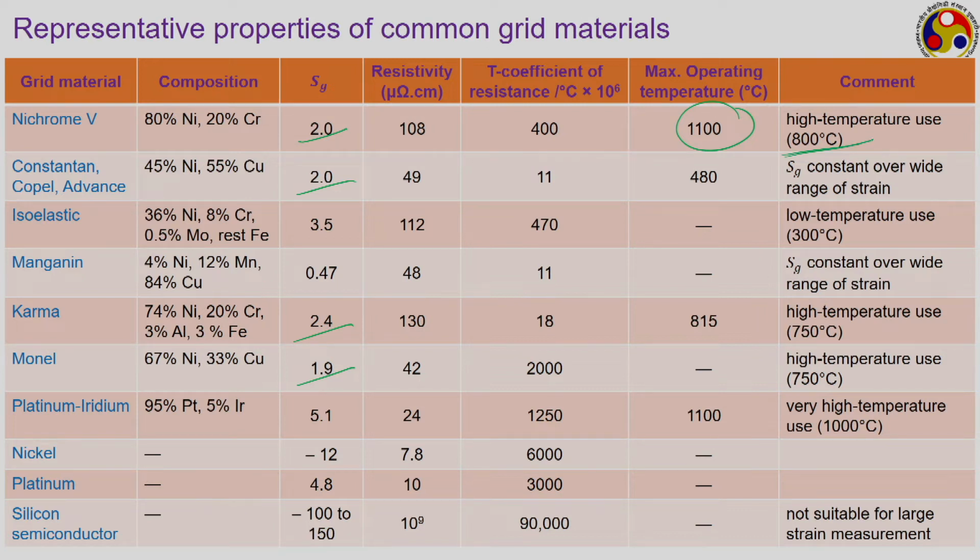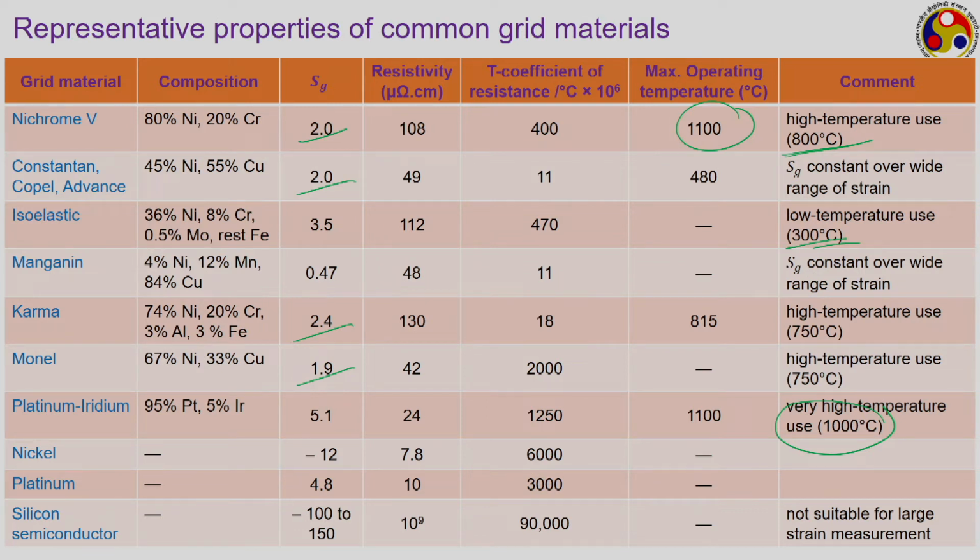When we are looking for a measurement in the range of 700-800 degree Celsius, nichrome is the preferred material, whereas materials like isoelastic are preferred generally at low temperature. There are a few other high temperature materials as well, like platinum iridium, which can go up to very high temperature in the range of 1000 degree Celsius. There are other materials like constantan.